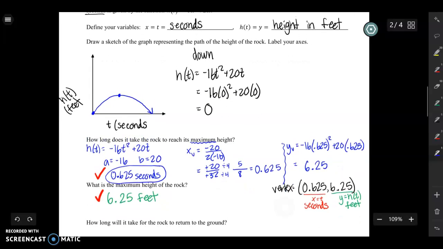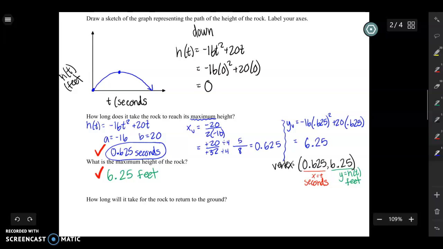All right, let's answer our last question. How long is it going to take for the rock to hit the ground again? Okay, so let's look at our graph and think about which piece of the graph we're talking about. We know that at the beginning, the rock's on the ground, right? And then it travels up, and then it plops back down, and it hits the ground again on the other side of my graph. Okay. So we're trying to find this second time that it's touching the ground.